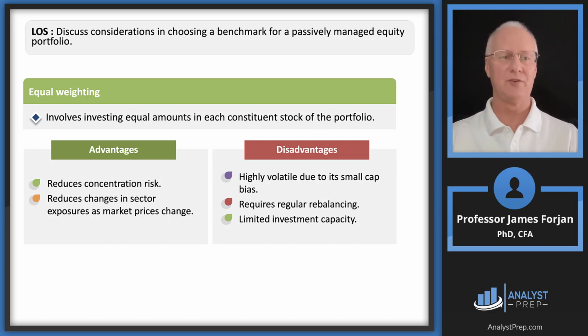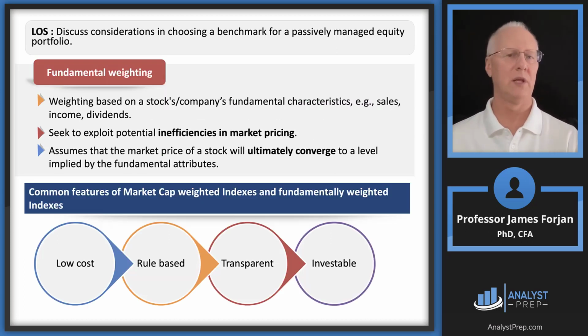But there are advantages to equal weighting. It reduces concentration risk. We'll talk about that in just a little bit. And then it reduces changes in those sector exposures. But there are problems with equal weighting because those smaller firms then tend to play a larger role. So there's probably more volatility. There's probably more rebalancing. There might be some liquidity issues and some other issues. What does that say at the bottom right? Limited investment capacity.